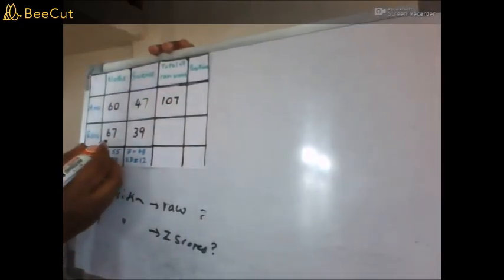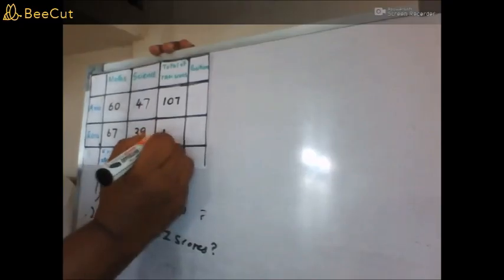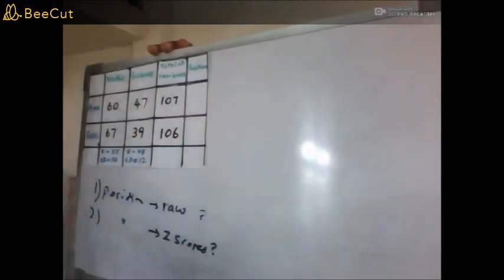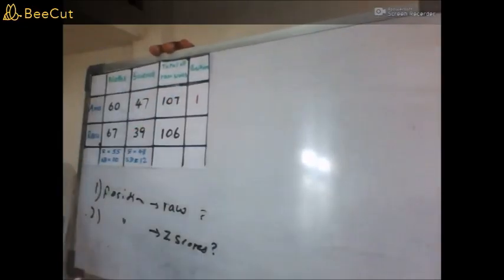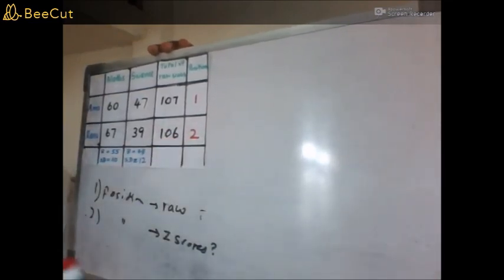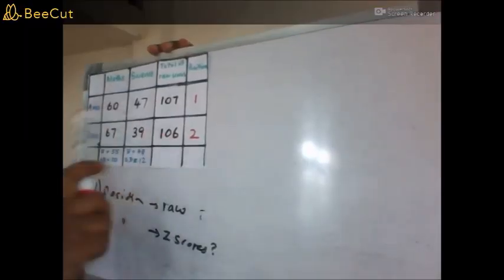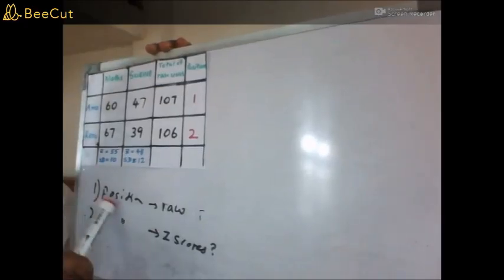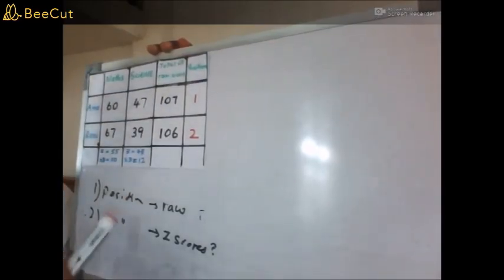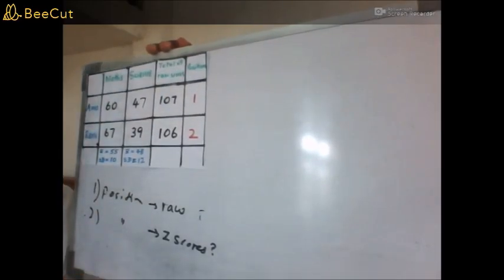This one's total is 106. Right. Now if we take the places, who gets the first place? Amma. Second place, Renu. Right? According to the raw scores, Amma gets the first place, Renu gets the second place. That's the first question, right? Positions according to the raw score. Positions means the ranks. The second question, positions according to the Z scores.